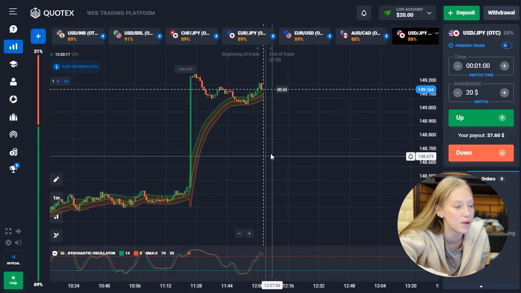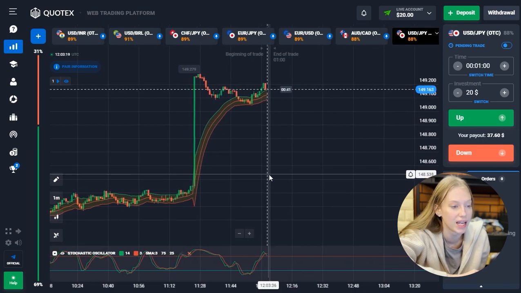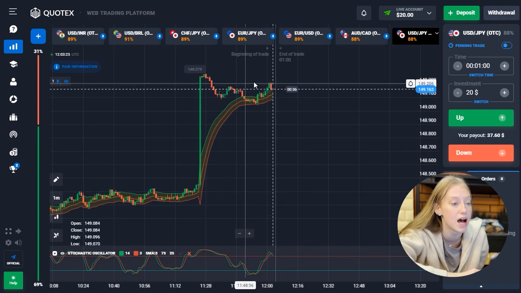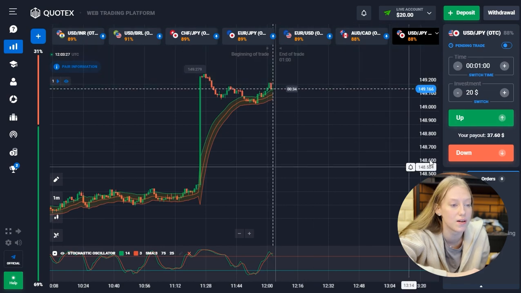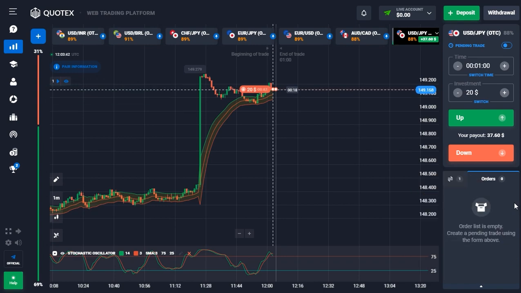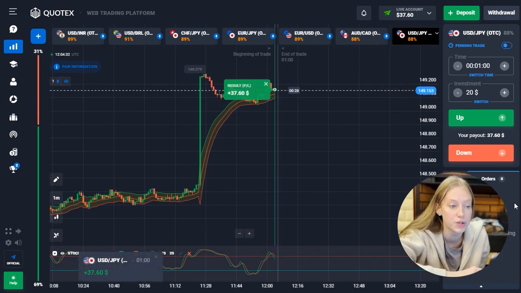Let's find a good moment for our first trade. As we can see, the green stochastic oscillator line crosses the red one from top to the bottom. We also see that the price is at a resistance level, and I think that in the near future the price will go down a bit. Let's open a deal and see what happens. My first profit for today, and now my balance is $37, which is great.